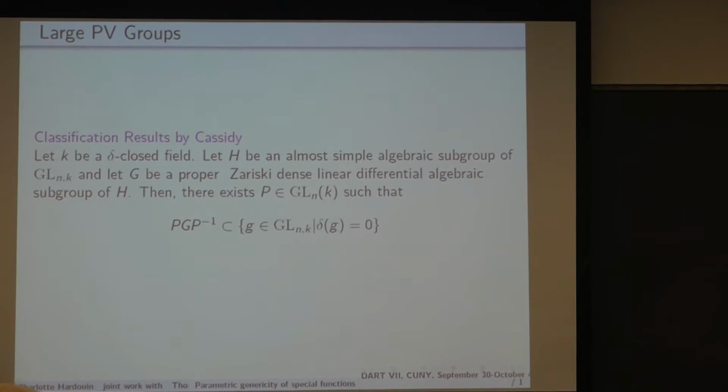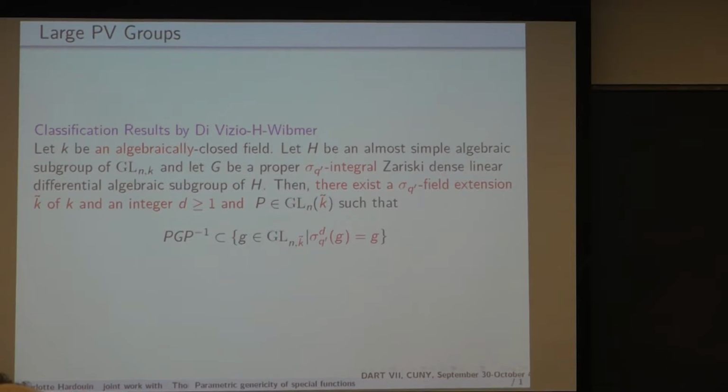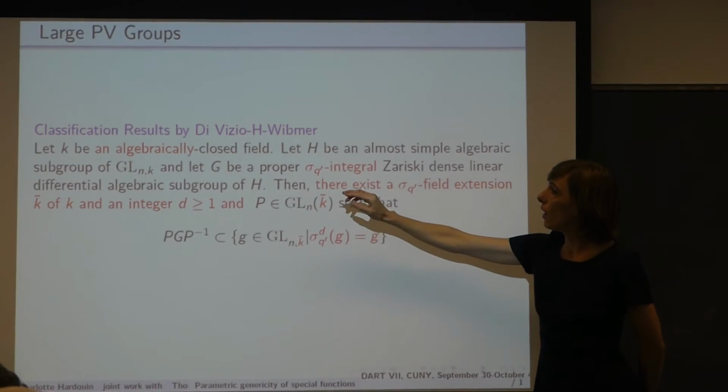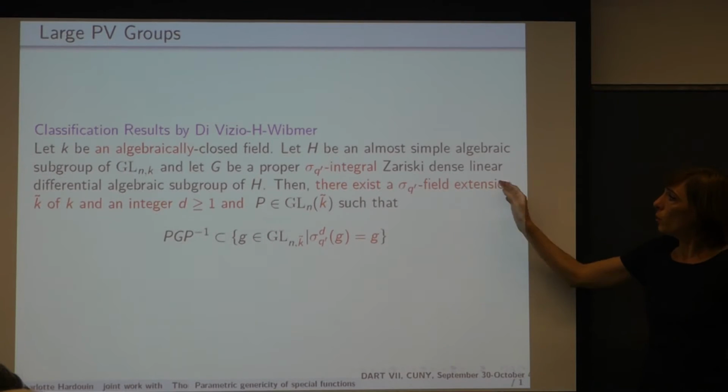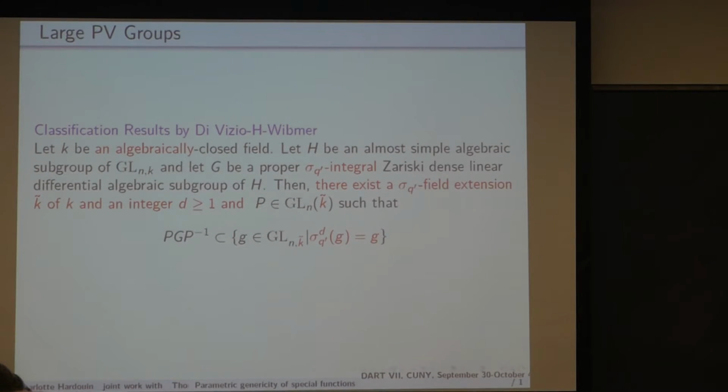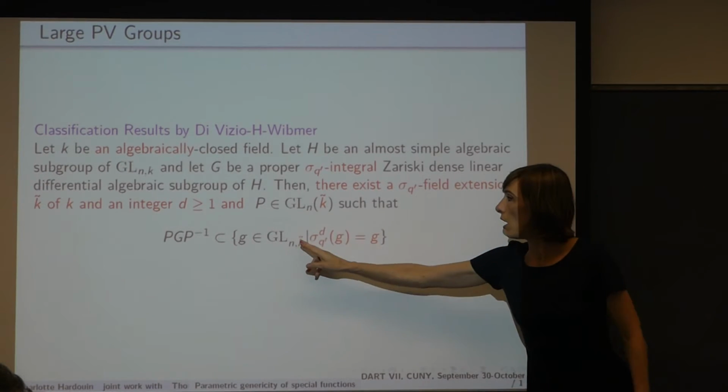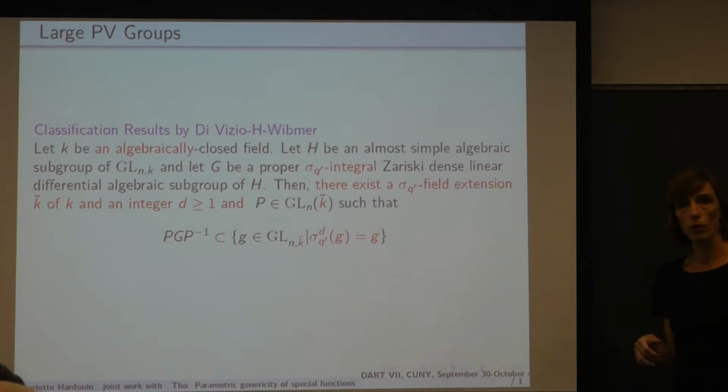So this allows you to, in fact, go from a purely algebraic setting to a linear one, as I will explain later. For difference group schemes, you have to put some additional assumption. So one can work with an algebraically closed field because we are only considering schemes, but we need to assume that the subgroup, the sigma q prime subgroup, is sigma q prime integral. It means that it is given by a prime and reflexive difference ideal. Then we know that up to going to a field extension, we can conjugate our group to a group given by the equation sigma q prime d of g equal g.